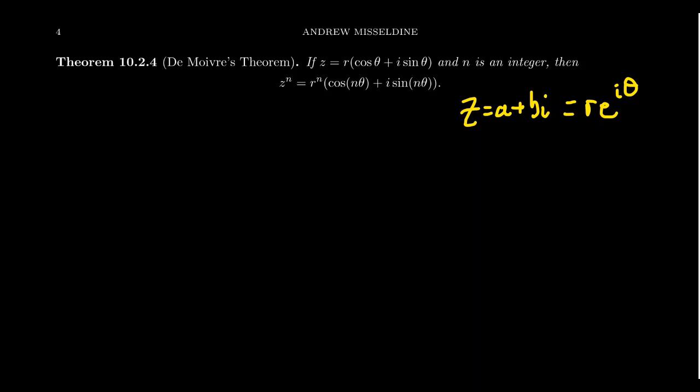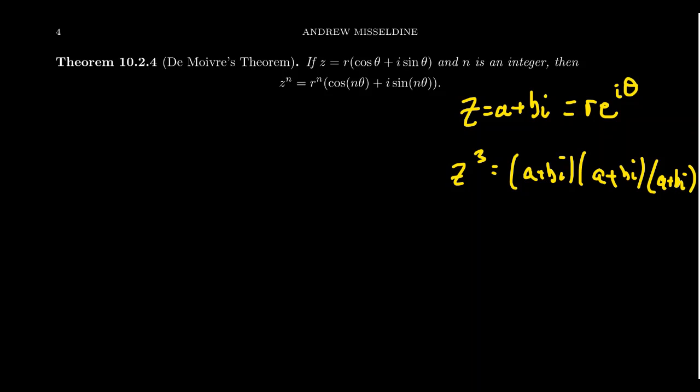If you want to do something like z cubed, in terms of the FOIL method, that gets very, very cumbersome because you have to take a plus bi times a plus bi times a plus bi, which admittedly you can use the binomial theorem to try to simplify that calculation, but even still it gets very cumbersome very quickly.